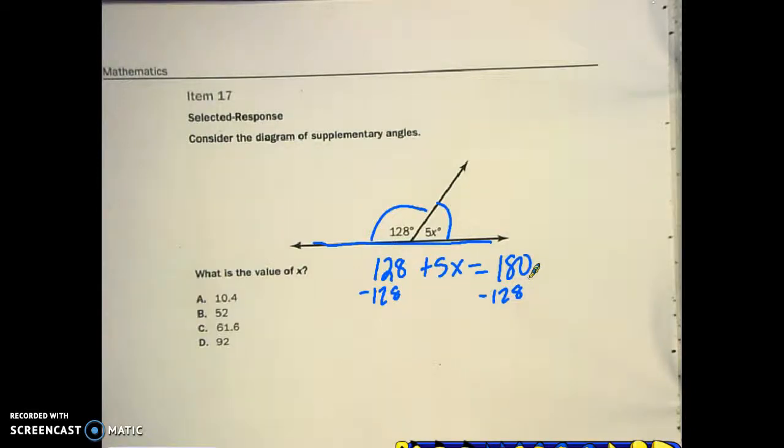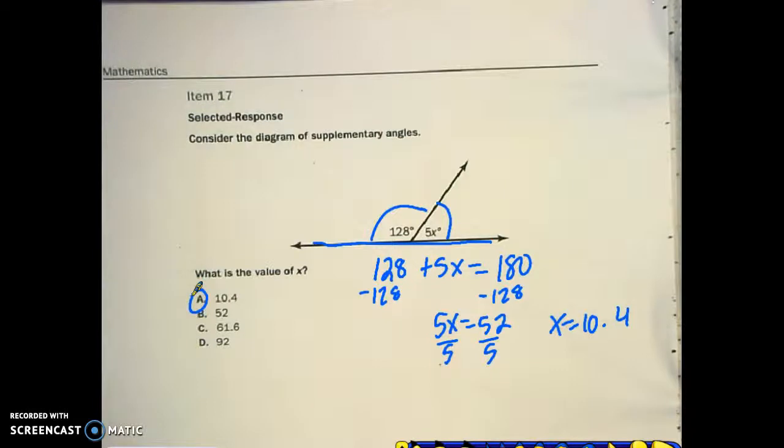180 minus 128 is 52. Now I have a one-step equation, which goes back to 6th grade math. So I'm going to divide by 5 on both sides. And x is 10.4. So the question asks, what is the value of x? X is equal to 10.4.